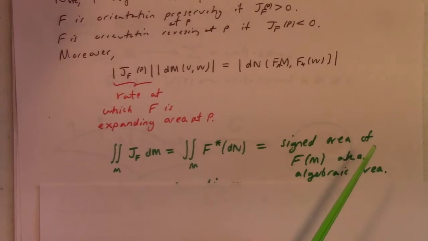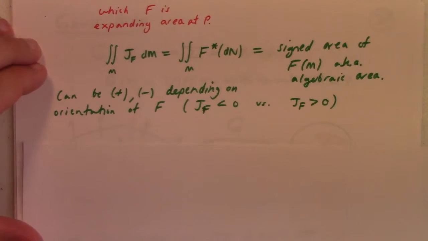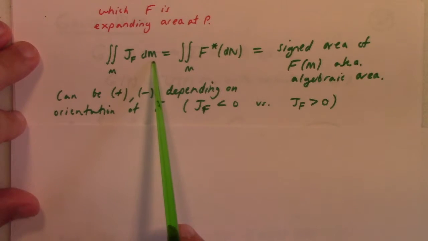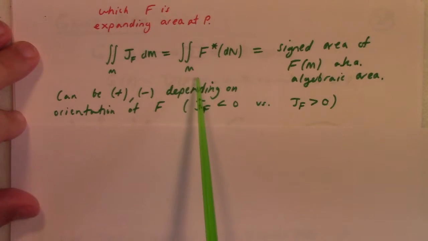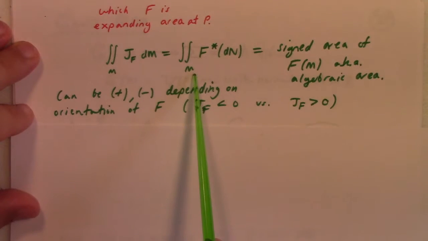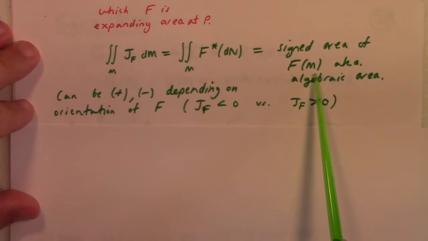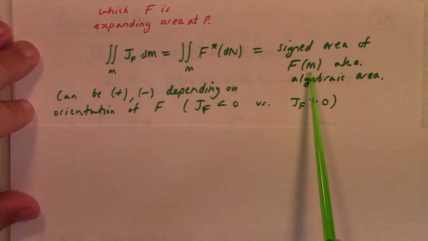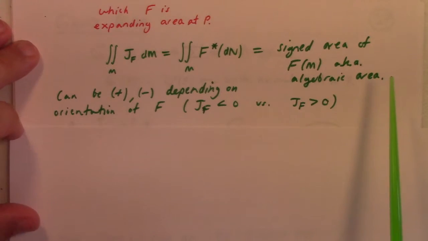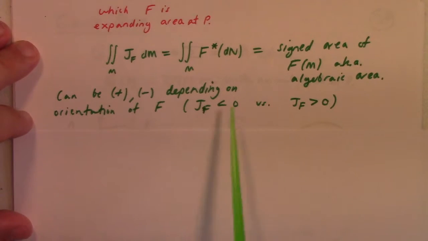And so, just to bring a little bit more clarity to what's going on here, if we integrate the Jacobian of f times dM, that's the same as integrating the pullback of dN over M. And in any event, that's the signed area. It ends up being the signed area of f of M, aka the algebraic area. This could be plus or minus depending on the orientation of f.